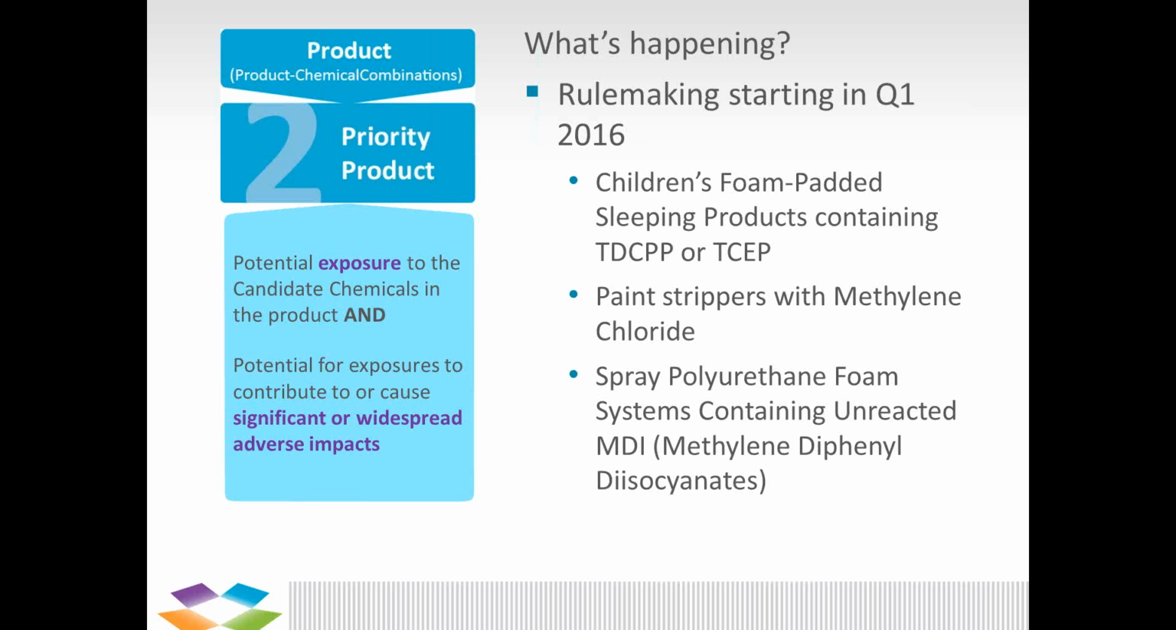The second priority product here is paint strippers with methylene chloride. Methylene chloride is well documented in terms of its potential harm to people, including death, and there are alternatives. And the third product is spray polyurethane foam systems containing unreacted MDI.